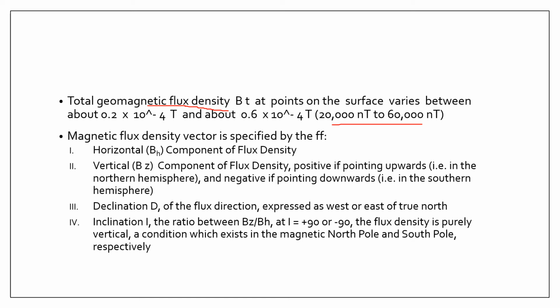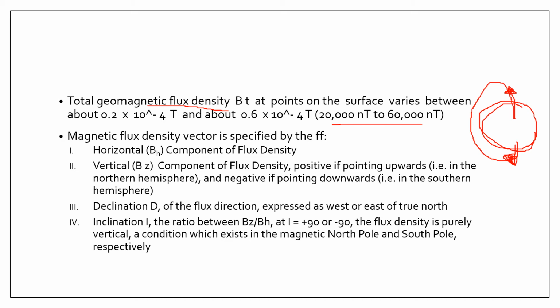And note that B sub z is positive if it's pointing upwards, as in the case of the northern hemisphere, and negative if it is pointing downwards. So note that in the north, your flux density vectors are sort of exiting the Earth, so they're pointing upward. And then once you reach the South Pole, they are sort of entering the Earth again, so they're pointing downward.